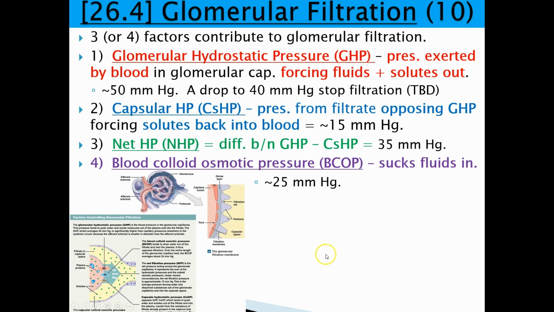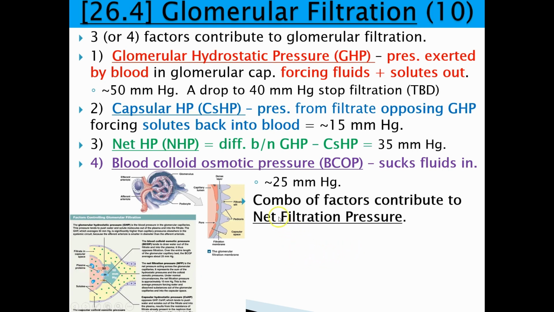And so the end result, if we take all of the factors together, we end up with net filtration pressure. Here we had net hydrostatic pressure. When we combine everything together, we get our filtration pressure. And again, when net filtration pressure is a positive number, it's telling you that there is net filtration. If it was negative, it would tell you, hey, no more filtration is going on.